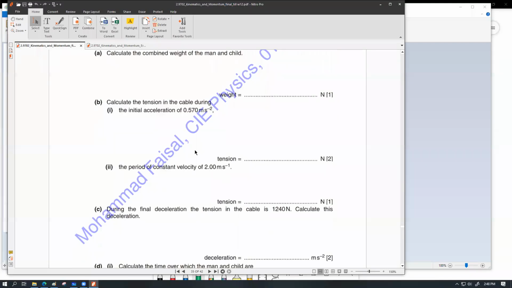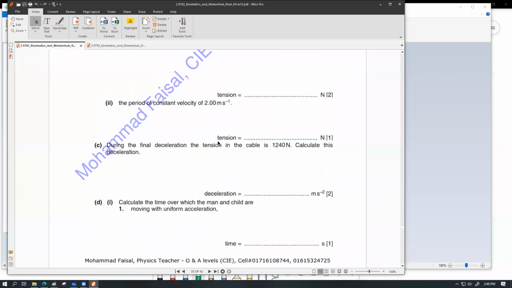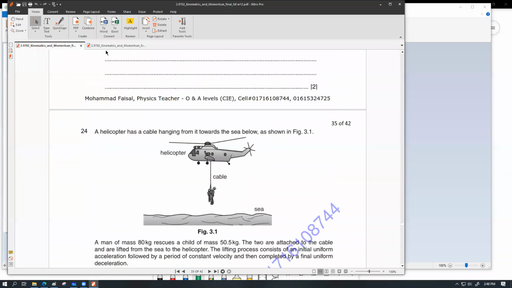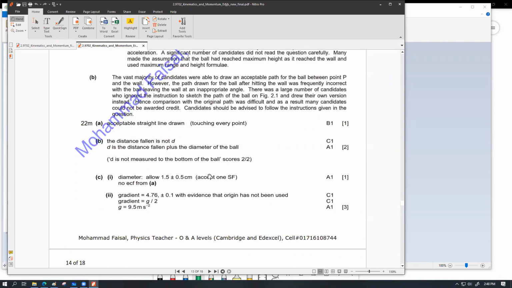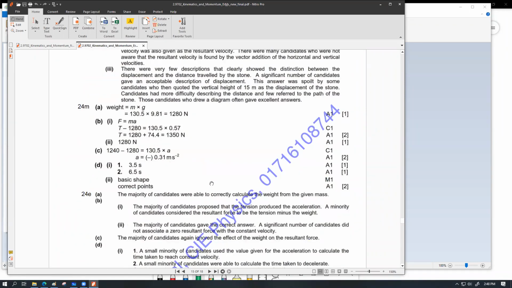As per the question, calculate the time. D1 says calculate the time over which the man and the child are moving with uniform acceleration. What is the answer given for this? Which question number is this? 24. This is 3.5 seconds, the duration for uniform acceleration.